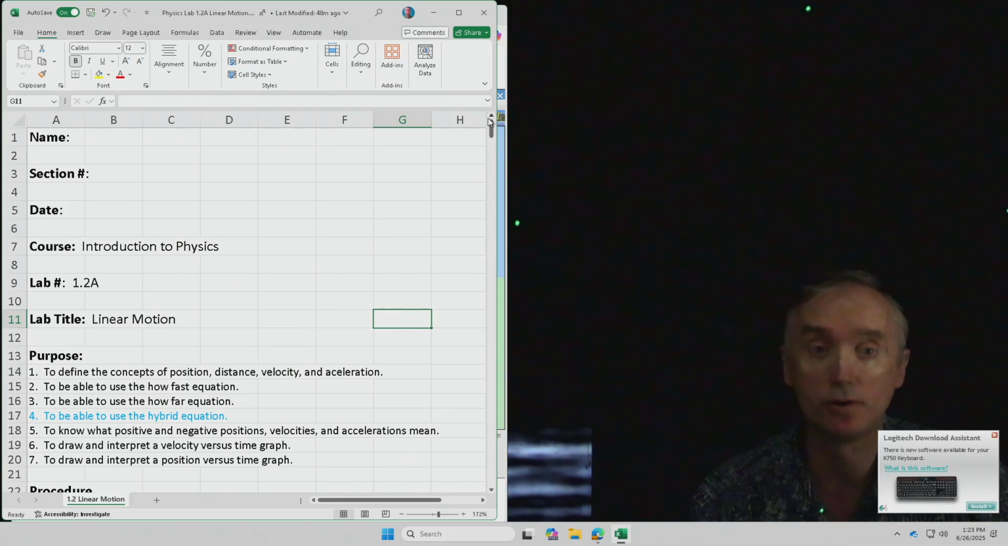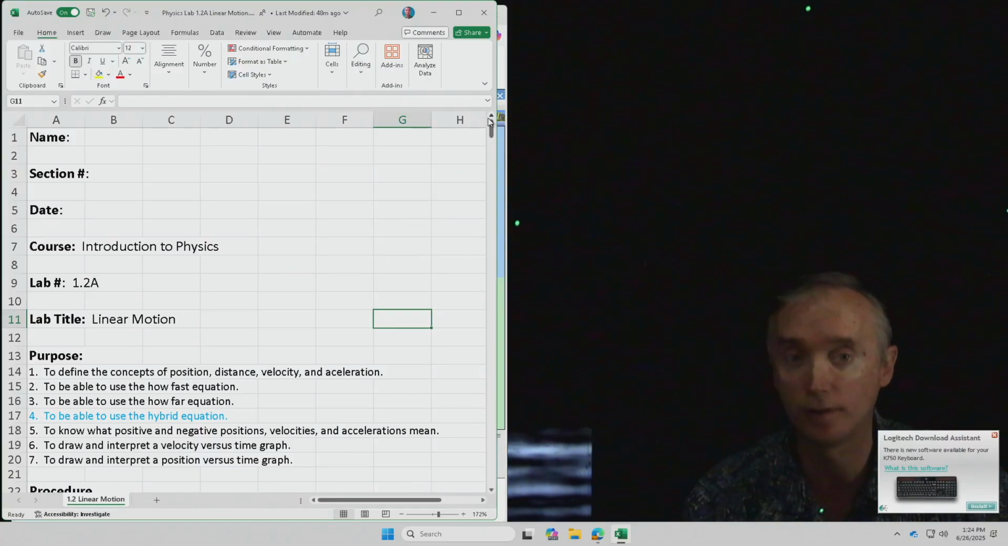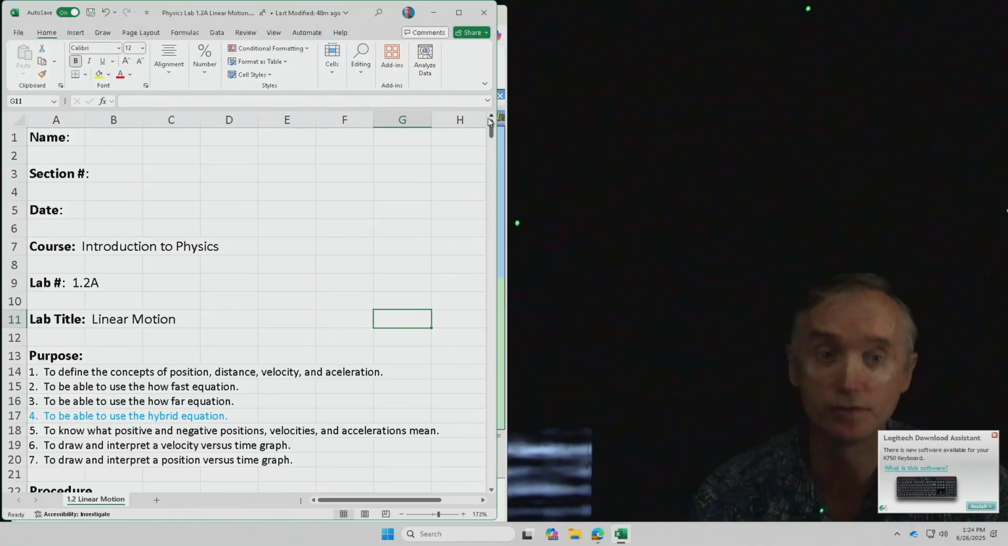My name is Paul Eric, and today we're going to be doing Lab 1.2a, which is entitled Linear Motion. The purpose is, number one, to define what we mean about the position of an object, the distance it moves, its velocity, and its acceleration. Number two, to be able to use three equations: the how fast equation, the how far equation, and then the hybrid equation.